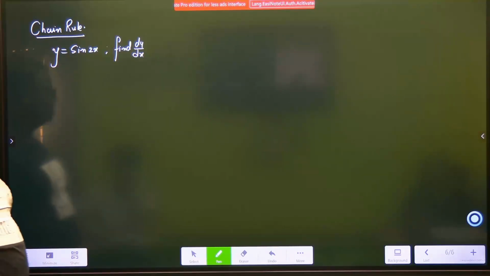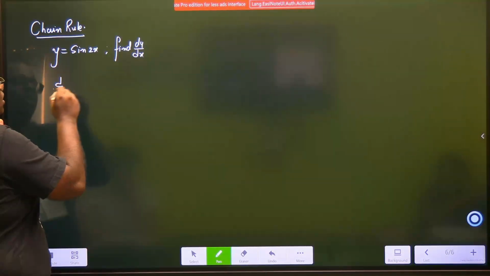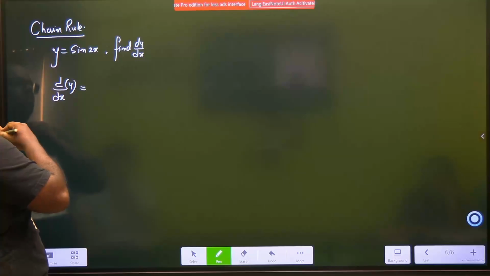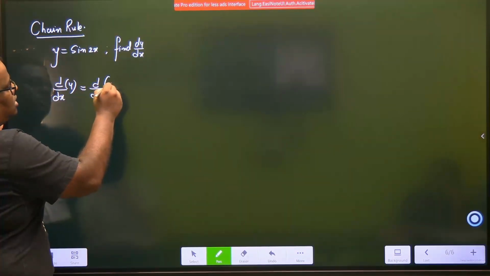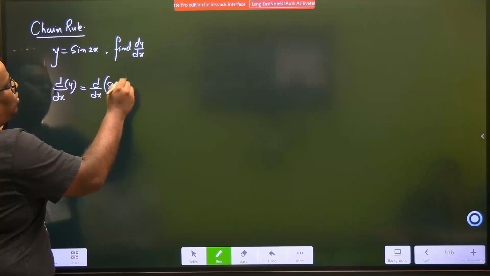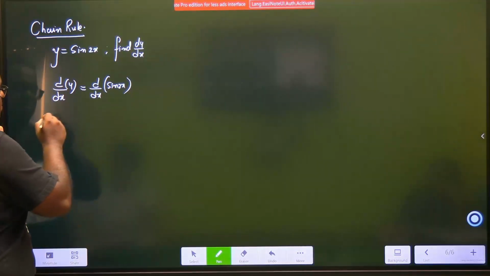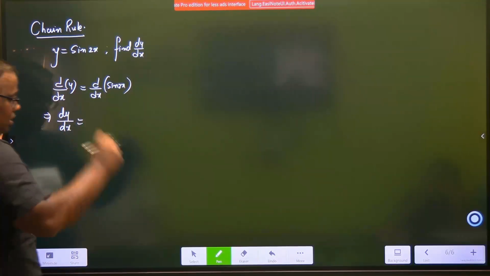Now how to do this? Look, dy by dx is what? d/dx of y, basically you're differentiating both sides, right? Then only you'll get dy by dx. You're trying to differentiate sine 2x. Now here there is a problem. The problem is that this step gives you dy by dx. No issues. This is what you have to calculate.